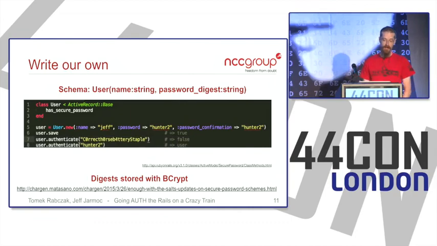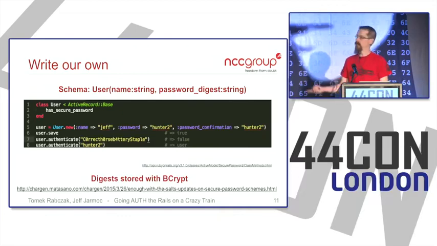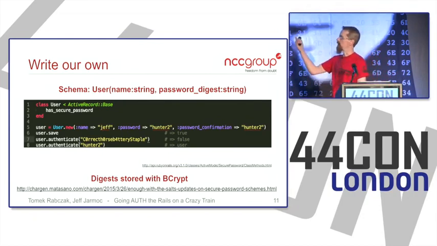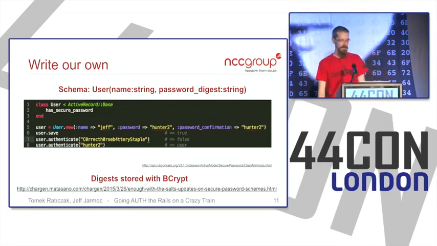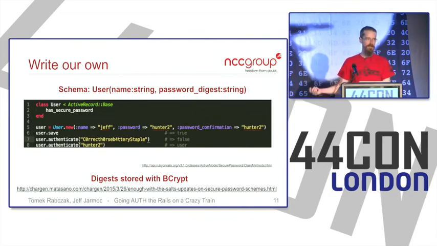So another thing that we get from that has secure password helper is this authenticate method. We didn't define this anywhere in our model, but it's added by the helper. So this is pretty straightforward. If we call user authenticate and provide the wrong password, it just returns false. If we provide the correct password, it returns the user object itself. In Ruby, objects are true, so if you do an if on that, it's gonna validate as true.